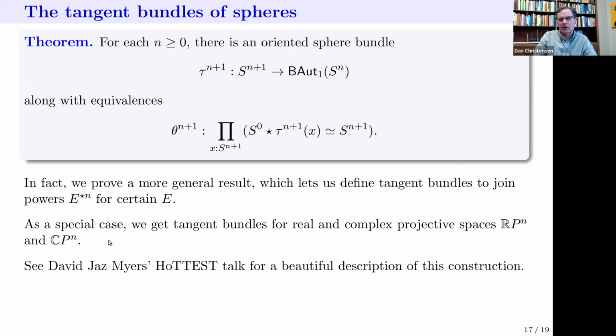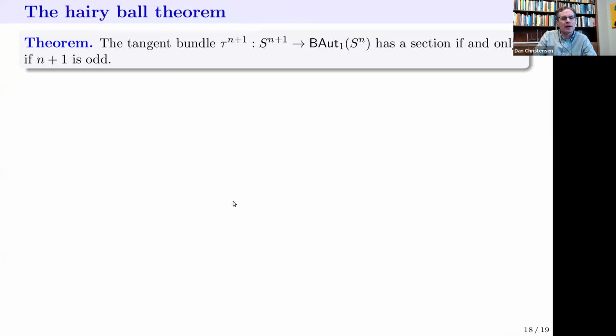Okay. Now, I won't say any more about this because David Jaz Myers gave a beautiful talk with lots of nice pictures in the fall that talks exactly about these bundles. So I'll let you watch his talk. But here's what we can show. This is the Hairy Ball theorem. It says that the tangent bundle of the n+1 sphere has a section if and only if the dimension of the base sphere is odd.